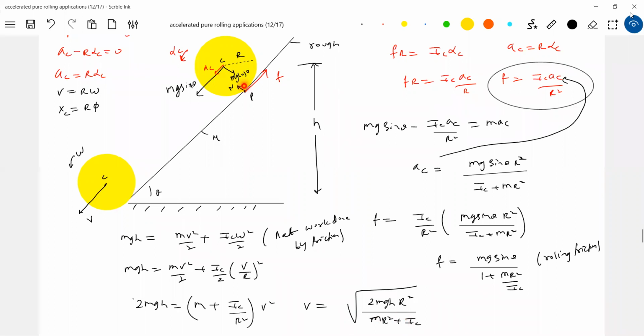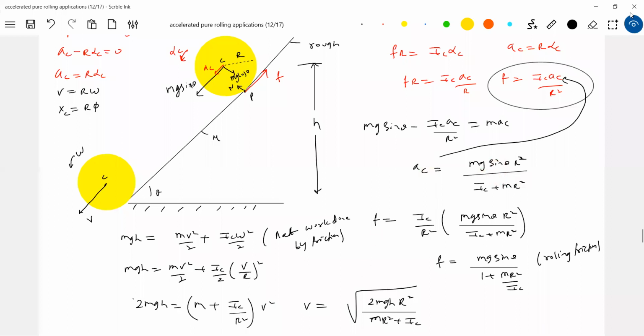Now what about the time taken by them? Acceleration is different. Distance covered is the same, so you write S equal to half a t square. The acceleration is different, but the distance covered is the same, so the time taken will be different here. So if you release the ring and disk, the time taken by them to reach the bottom of the incline will be different. You can solve for this.